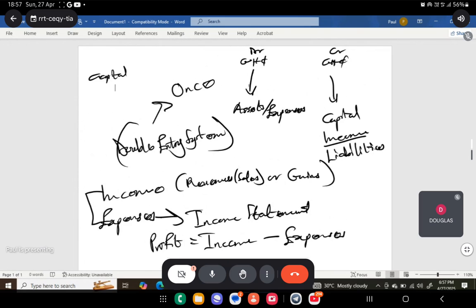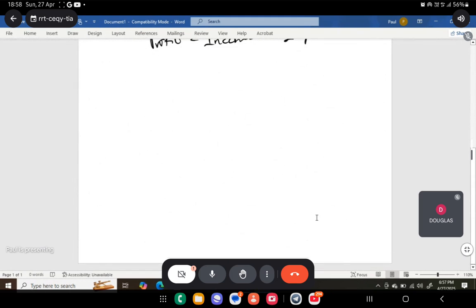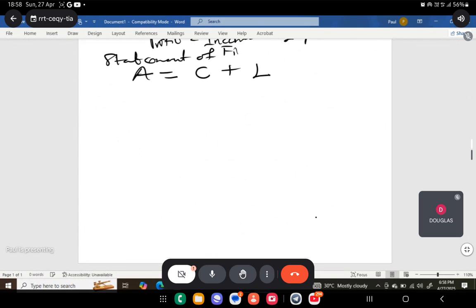If you are treating income and expenses in the income statement, then it means that the remaining, which are our assets, capital, and liabilities, will be treated in the statement of financial position.